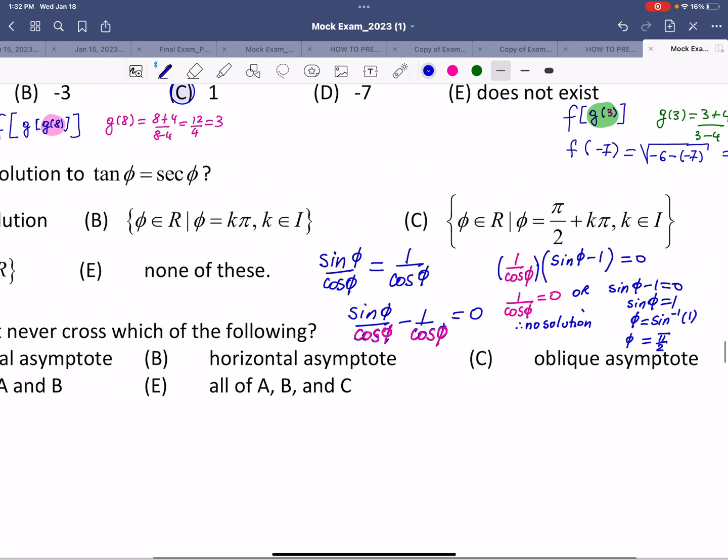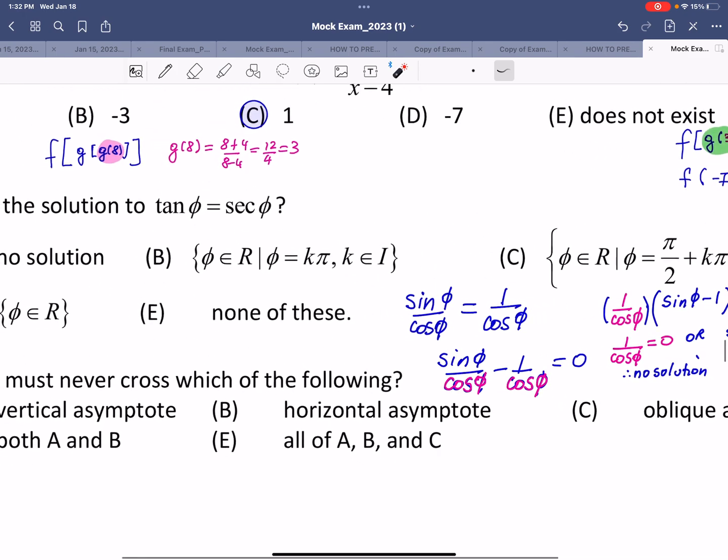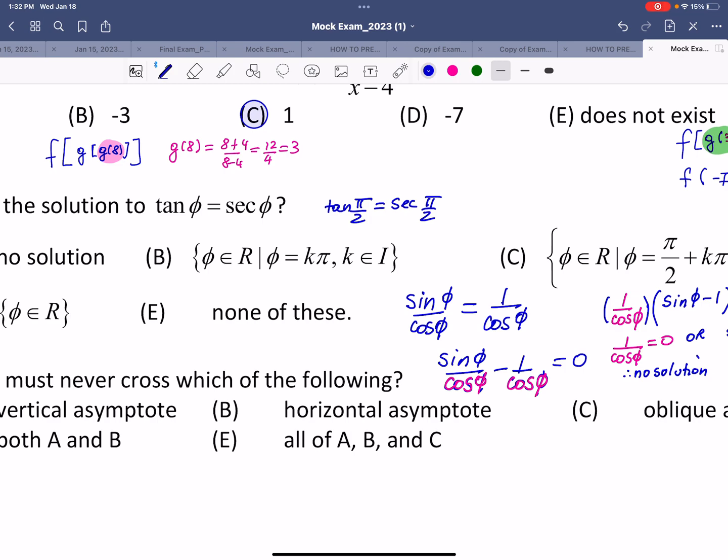So I'm going to take the solution and check and see how this fits into the equation. Check and see if this works first. So if we want tan phi to equal secant phi, for phi equals pi over 2, we'll have tan pi over 2 equals secant pi over 2. Try to use the calculator and see if this is true. Most likely your calculator will tell you that there is an error. And the reason why we see an error there is because at pi over 2, if you look at the graph of the tan function, we'll see that the tan function will have a vertical asymptote, which means it's undefined.